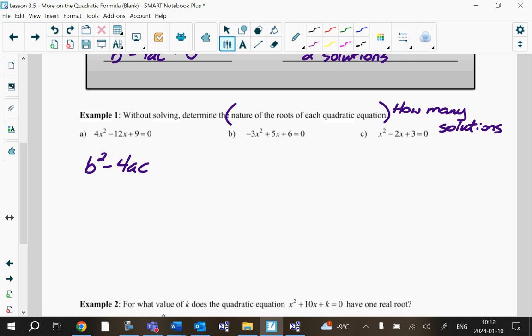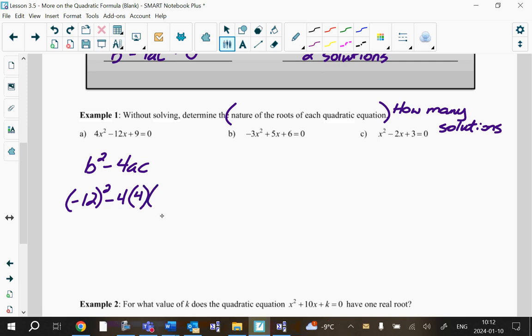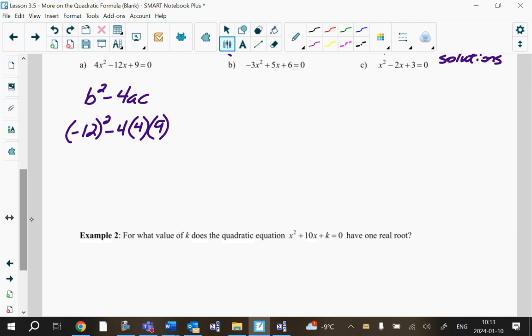What's b in this case? So I got to go negative 12 squared minus 4 times what's a? 4 times c, which is 9. And then I got to figure that out. Negative 12 all squared, positive 144. 4 times 4 times 9, 144. Which equals 0. You're not done yet. It doesn't mean that there's 0 solutions. How many solutions are there? 1.